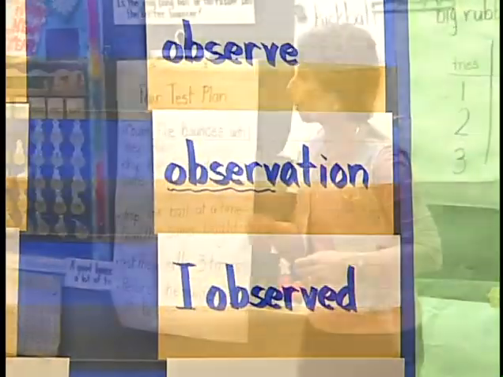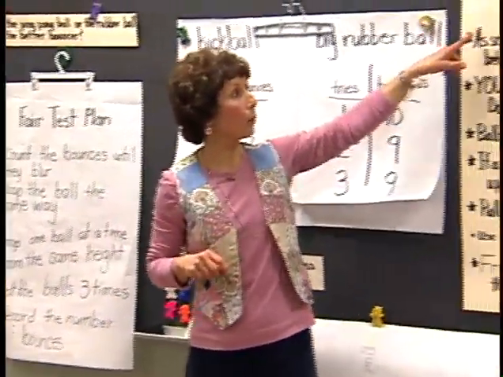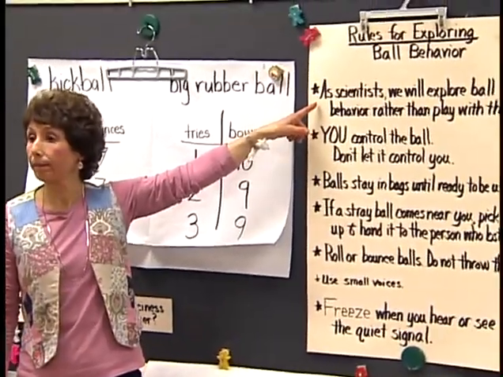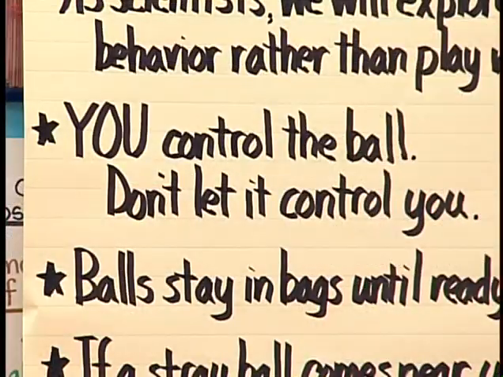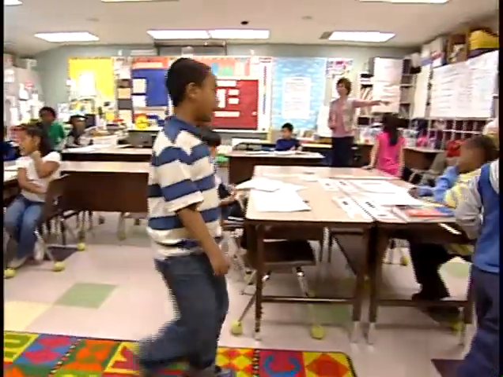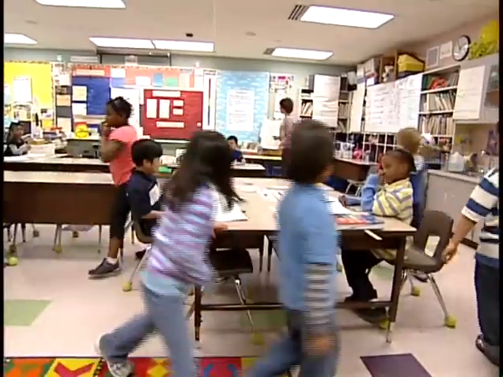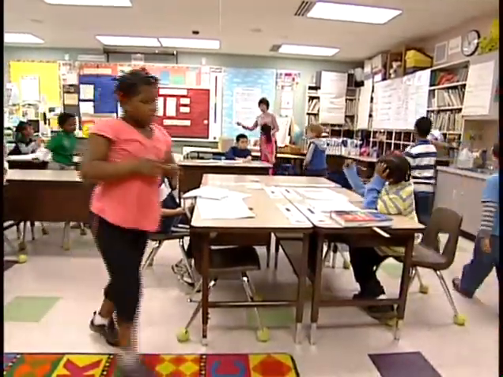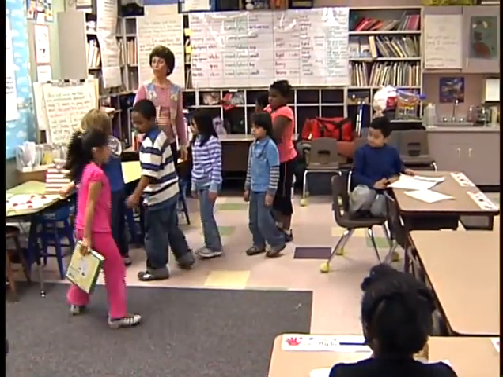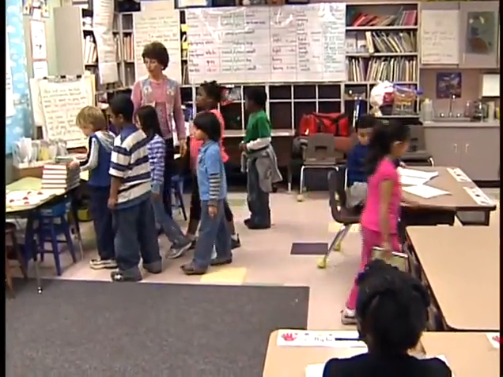Real quickly before we start, let's go over our rules for exploring ball behavior. Then we went over the rules so that they would know what their expectations were, and that keeps a little bit of order in the room. And then we went into the investigation, them getting the materials. You need a book and a ruler and head back to your seat. And starting the investigation of the bounces and recording the information they got.